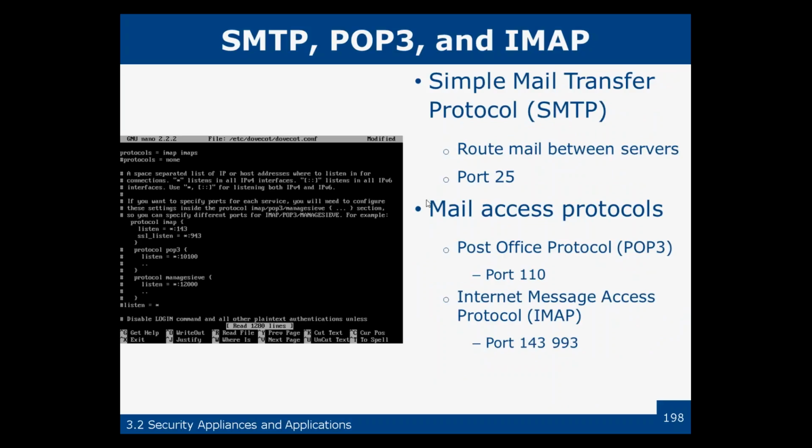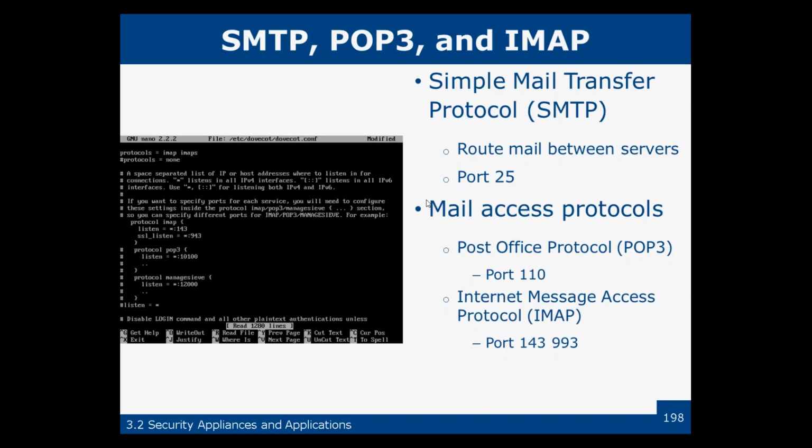SMTP, POP3, and IMAP. SMTP, Simple Mail Transfer Protocol, is the sending application. It's what we send email with. It's what email servers use to send traffic from one to the other. It routes mail between servers, uses port 25. It also is the thing that spammers look for. They look for what they call an open relay host. They're looking for an SMTP server that they can put their spam in and send it.